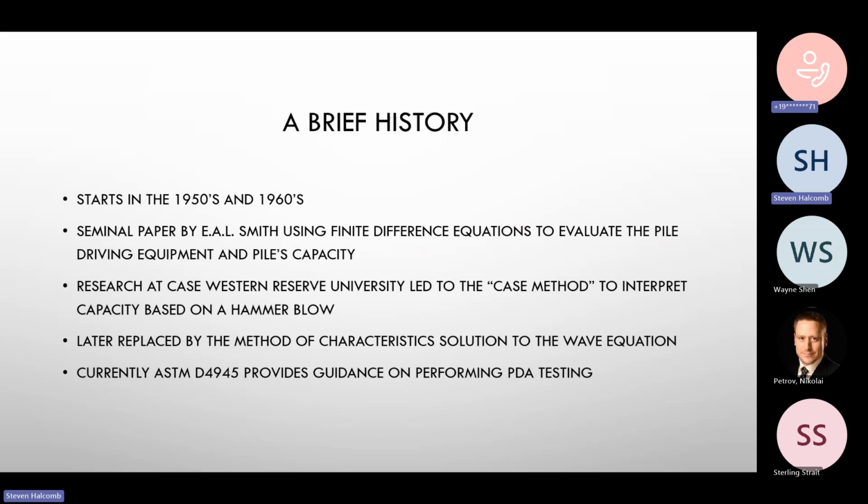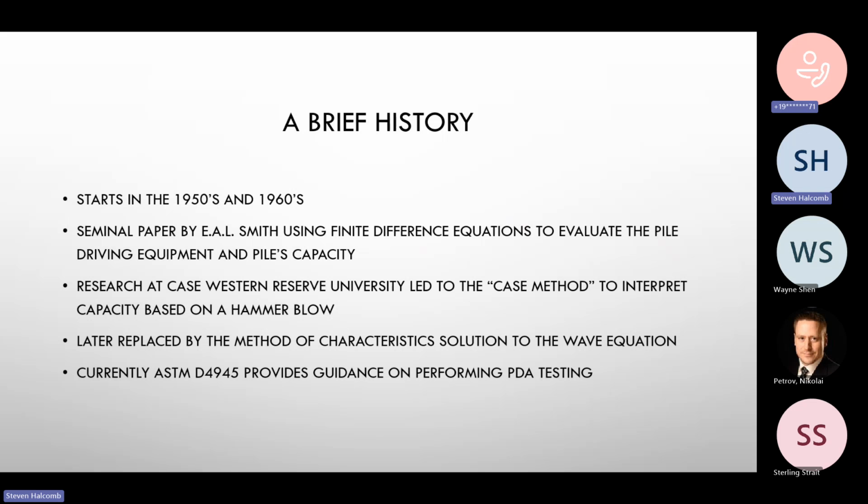Around that same time, in the 60s or so, there was research being done at Case Western Reserve University, which led to the Case method. They were trying to interpret the wave that they were collecting. They were generating a kind of pulse during a drive, and they were trying to correlate that to pile capacity, which led to this early Case method. Even today, if you get your outputs from a PDA, you'll see the Case method usually mentioned. It's not common these days because we have CapWAP, which we'll talk about later, but it's the early method that's still kind of around.